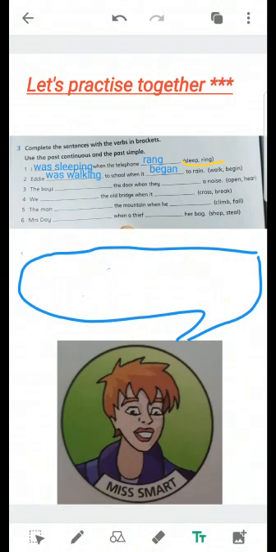Okay, number 3. The boys, the door when they a noise. We have open and we have hear.